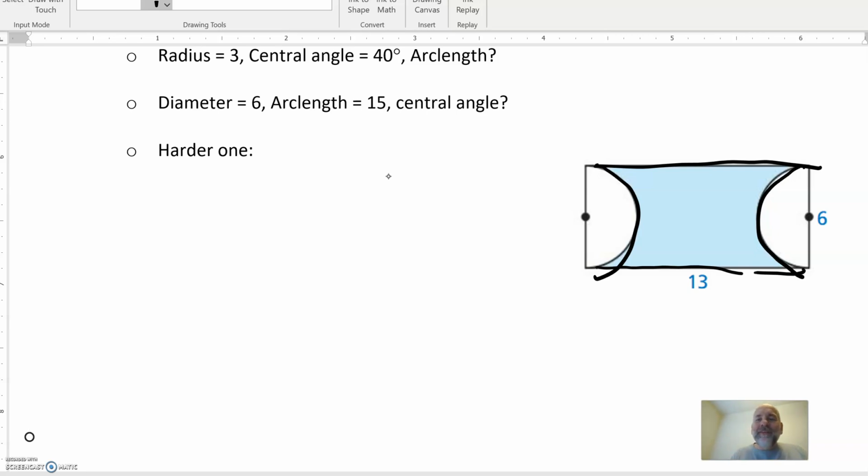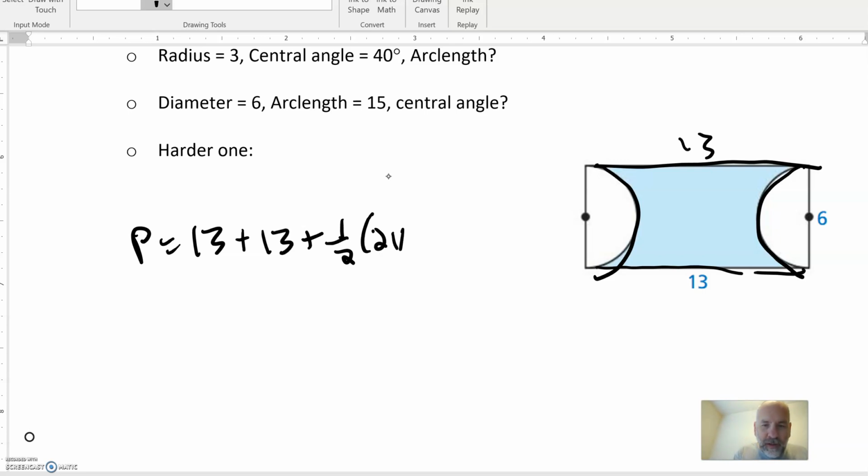It's everything. So the perimeter is, I've got a 13, and then I've got another 13, and then I got to do the arc. This arc here is a semicircle, so it's only half of the circle. So it's 1/2. That's the theta over 360, that's 180 divided by 360. 1/2 of 2 pi r, which is 2 pi times the radius, which was 3 again. Weird. And that was that one.